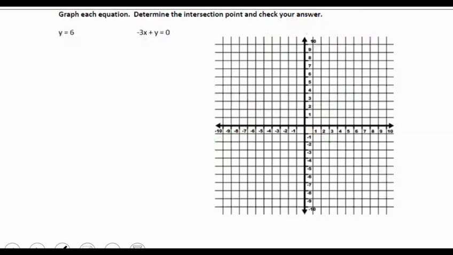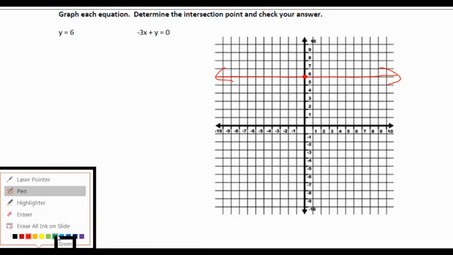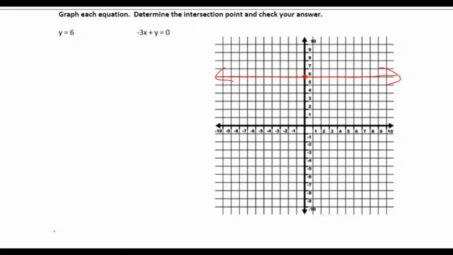All right, let's do one more. Y equals 6. So this one we can just graph. Y equals 6. We know that that is a horizontal line that crosses the y-axis at 6. So I can graph it just like that. So now the other one, I'm going to figure out the slope and the y-intercept. So I would do negative a over b for the slope, so negative 3 over 1, which would be 3 over 1, which is just 3.